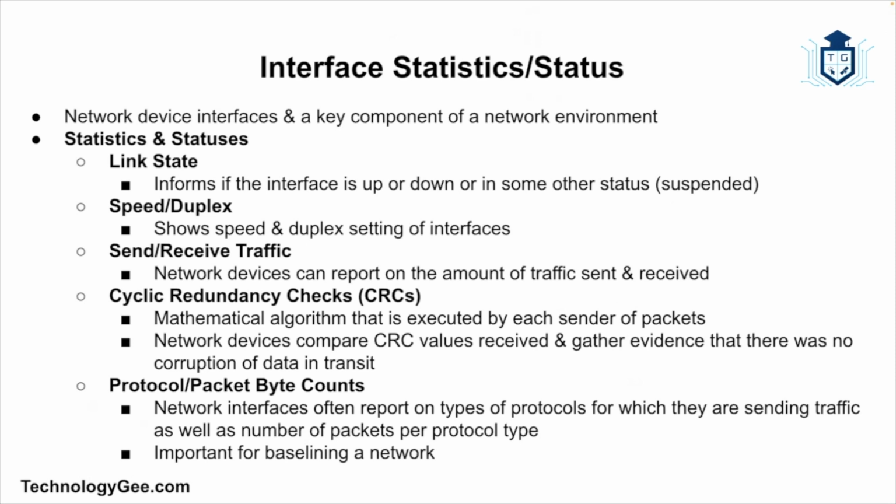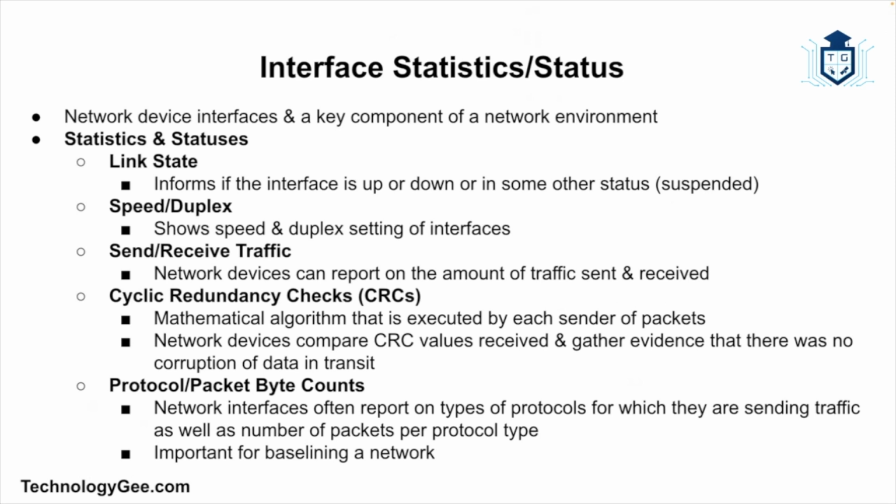So you have what is called the link state. This tells you whether or not an interface is up or down or in some other status such as suspended. You have speed and duplex. This shows the speed and duplex settings of the interface. You have the send and receive traffic. Network devices can report on the amount of traffic sent and received.